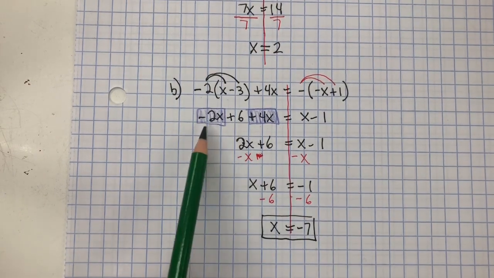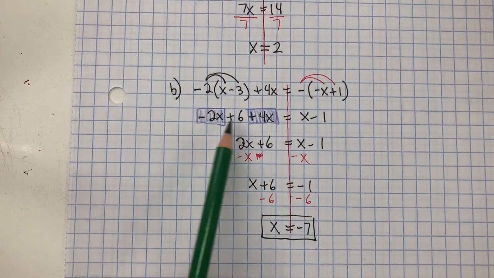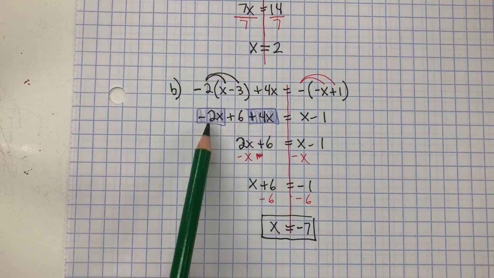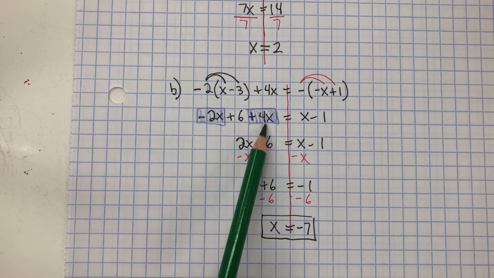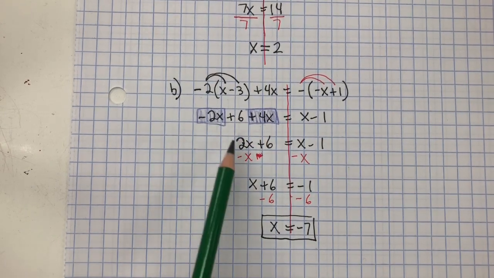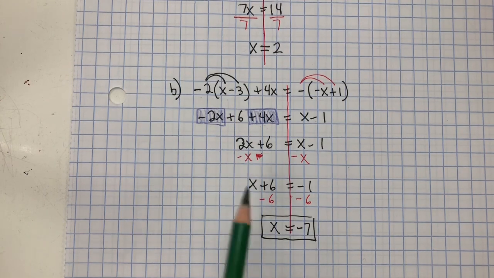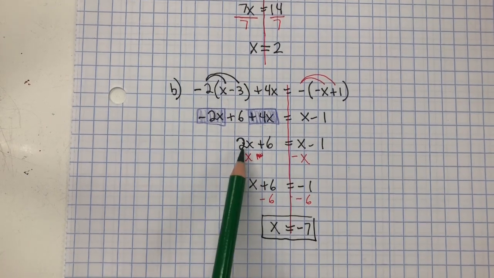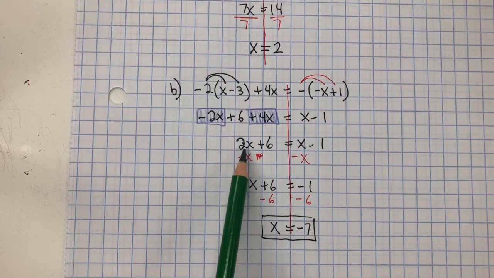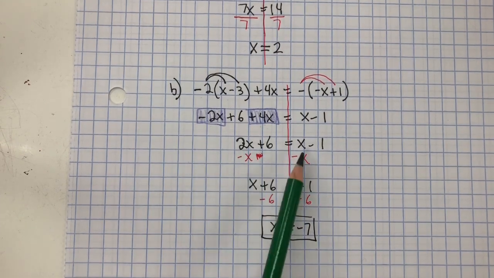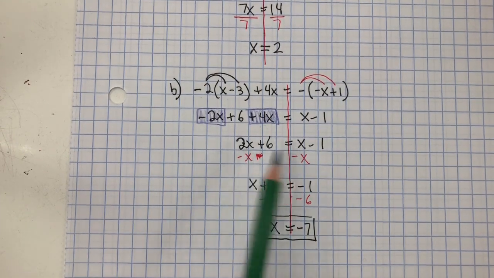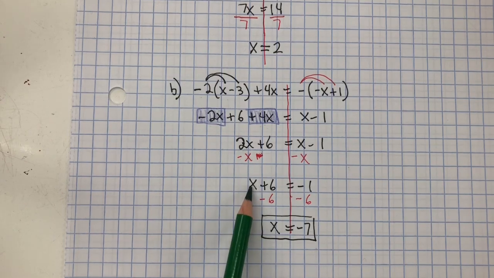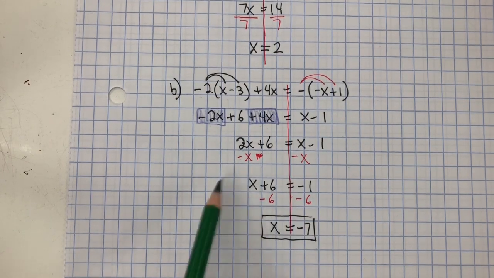Now we need to combine like terms. And there's only 2 terms on the left side that we can combine. 4x minus 2x is 2x. We have more x's on the left side, more positive x's. So we're going to subtract x from both sides. And we get x plus 6 equals negative 1.